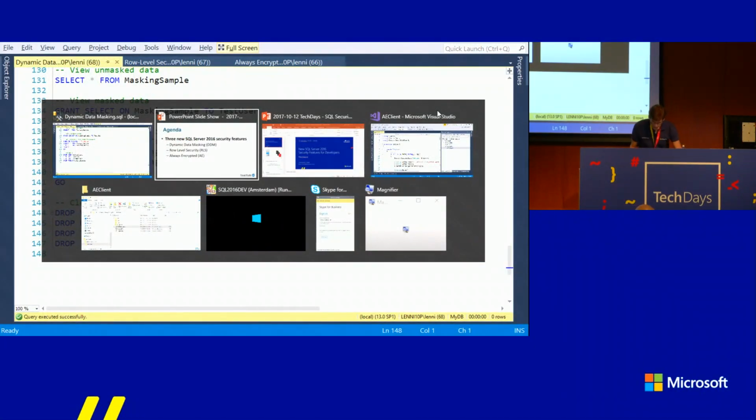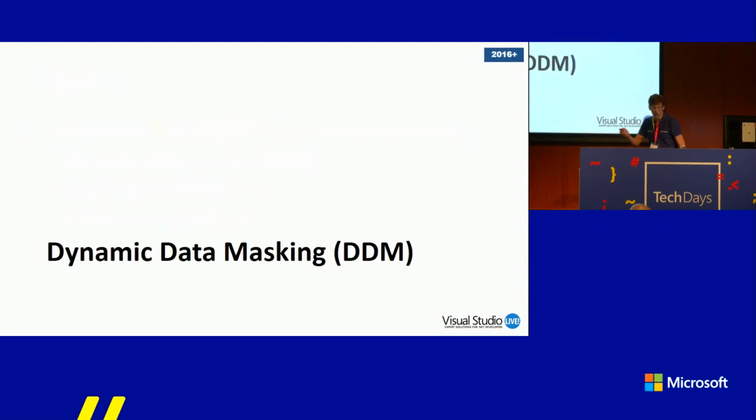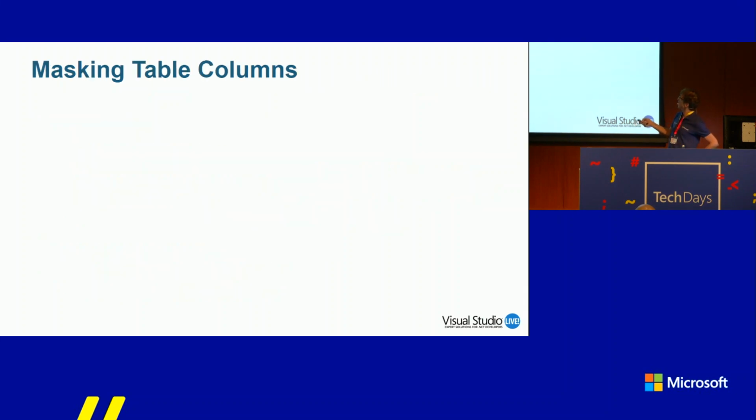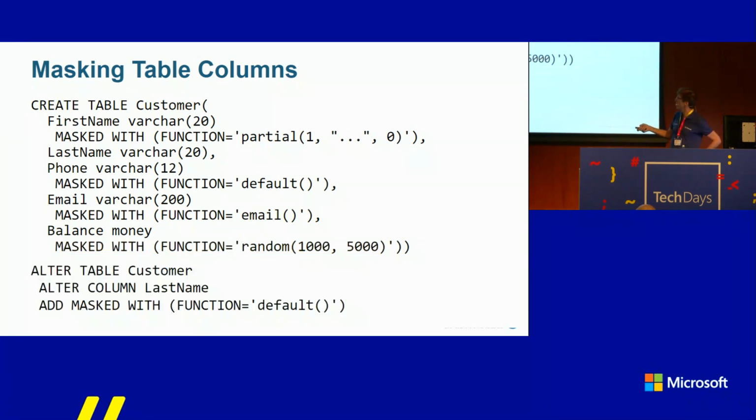Having a look at the time, I think I can at least brush through a quick review of these slides. So we talked about the 4 functions, and we understand that data in the database does not get changed. This is the new syntax that you use to apply masking to individual columns, and it's really just as easy to alter an existing table and add masking to a column using this alter table syntax.